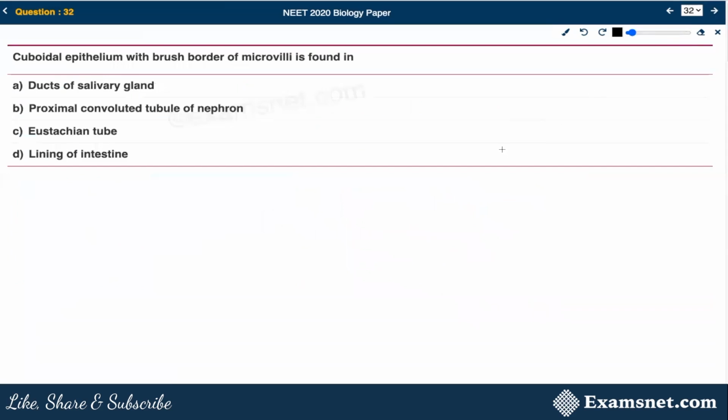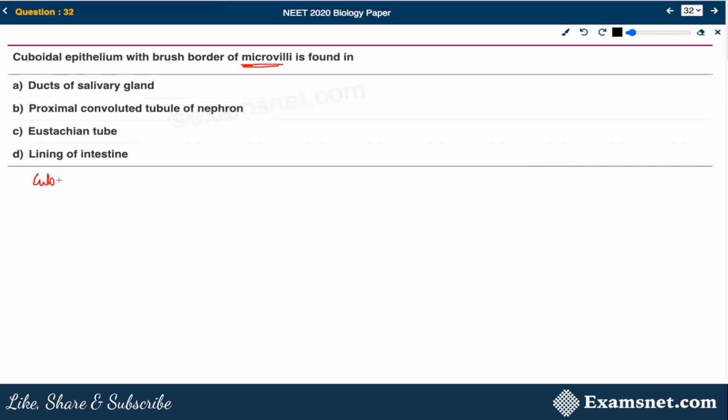In question number 32, it is asking about the cuboidal epithelium with the brush border of microvilli that is found in. All right. Cuboidal epithelium is one of the categories of the epithelial tissue basically. And this cuboidal epithelium having the presence of microvilli is usually found, out of all the options that you can see, in the PCT, the proximal convoluted tubule of the nephron. All right. So that will be the answer.